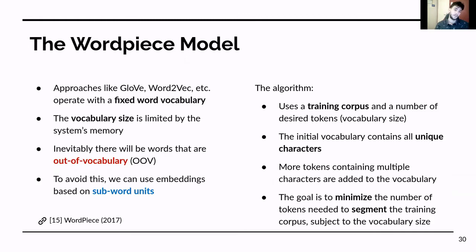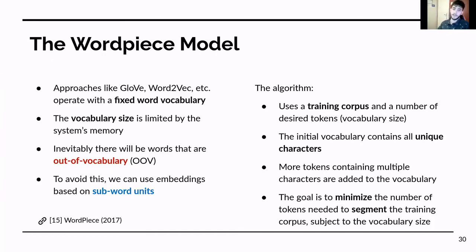Now, the main problem with approaches like GloVe and word2vec is that they operate on a fixed word vocabulary. And since the memory we have is limited, so is the size of the vocabulary. And inevitably, there will be some words that will be out of this vocabulary. To avoid this, WordPiece embeddings propose using subword units so that we can split unknown words into smaller known subwords.